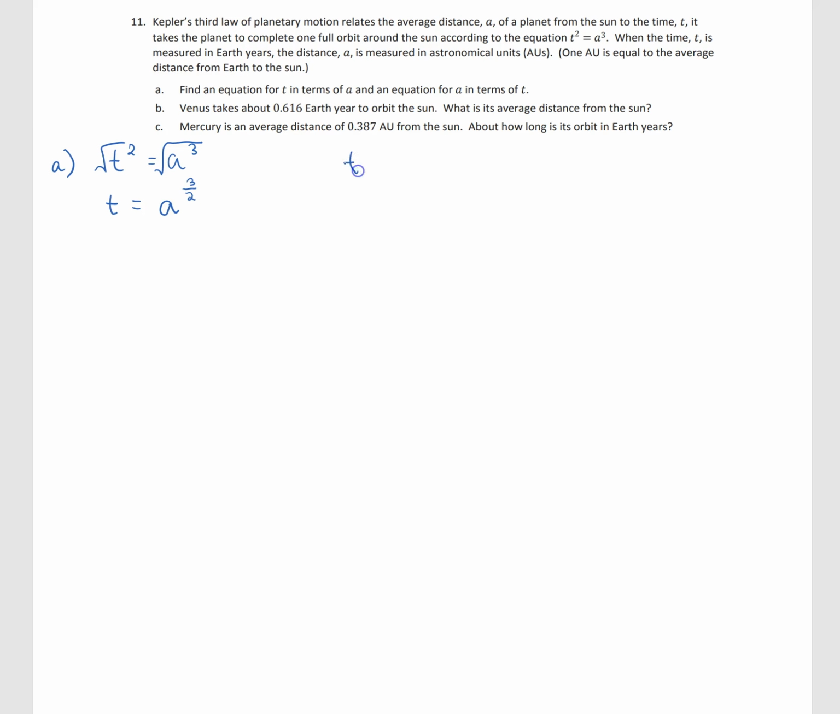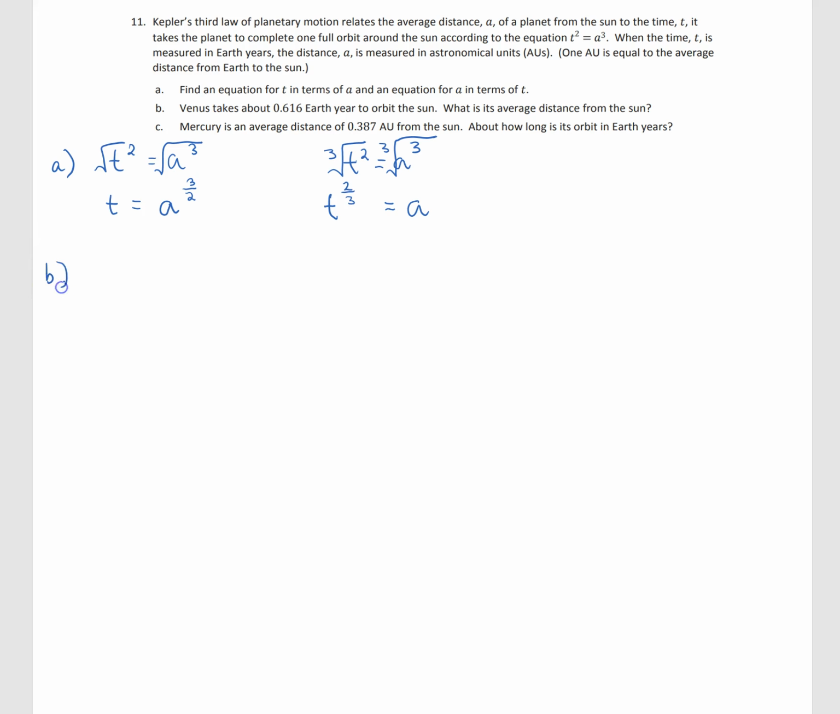We can do this again for writing a in terms of t. And so in this case, we want to get a by itself. So we take the cubed root of both sides of the equation. Sorry, that's a bit messy. On this side, it simplifies to just a. And here we have t squared and the cubed root, so we can rewrite that as t to the power of 2 over 3, because we're squaring it and taking the cubed root. So those are our equations for part A.